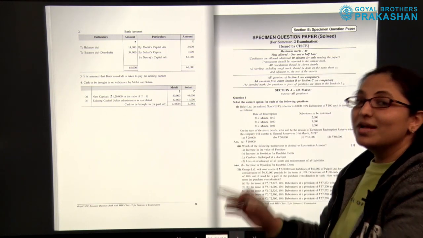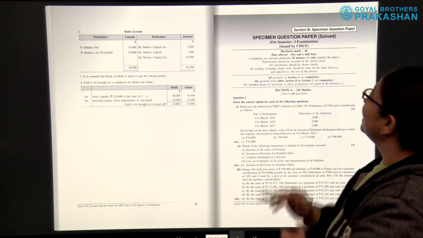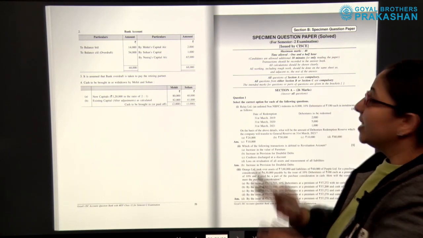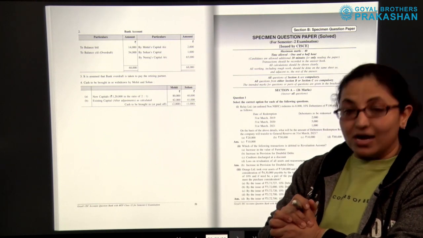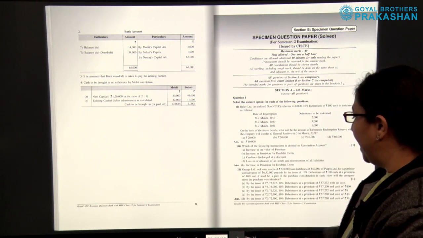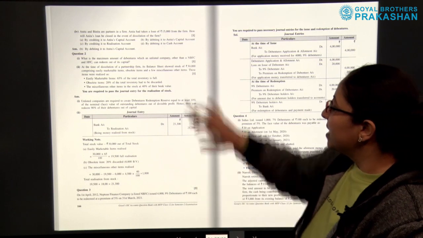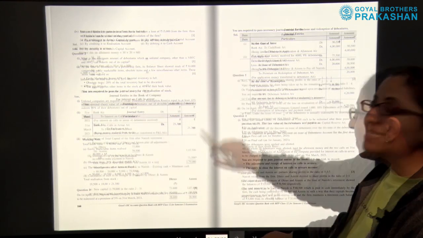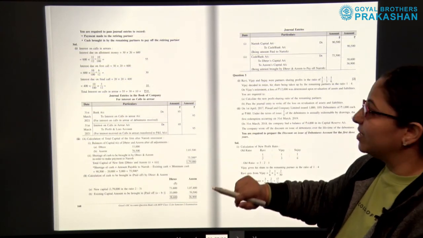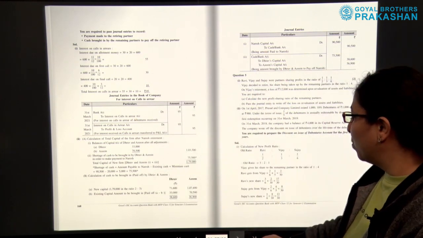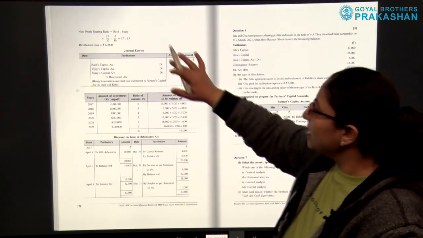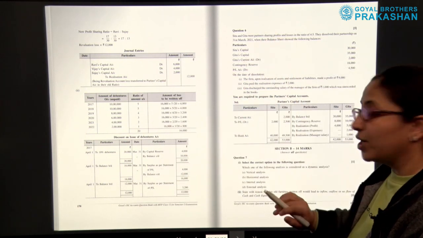After that, we come to section B of the book, which is the specimen question paper. Now, this is the specimen question paper solved, which is released by the council. So this is section A, which is for 26 marks. This is all section A. This is a solved specimen question paper. So you can see all the solutions are provided along with the questions. These are all the solutions along with the questions.